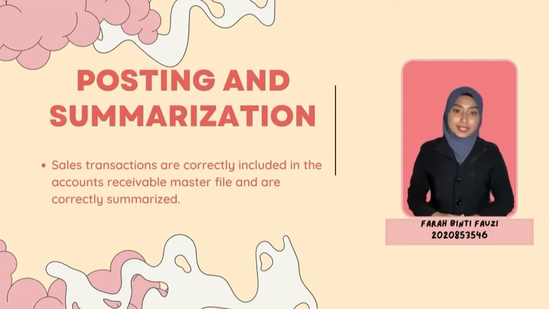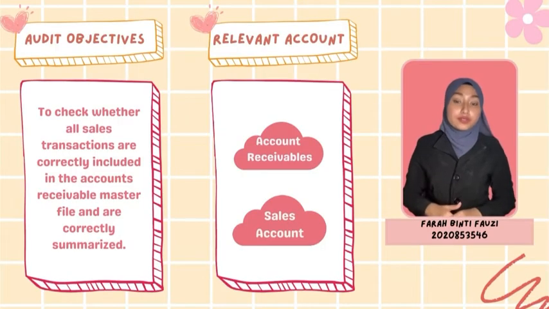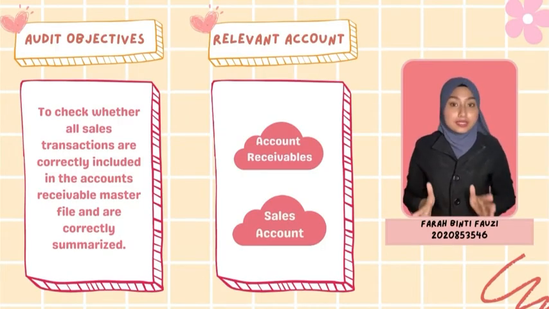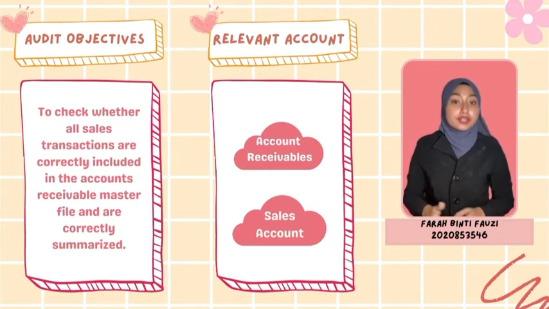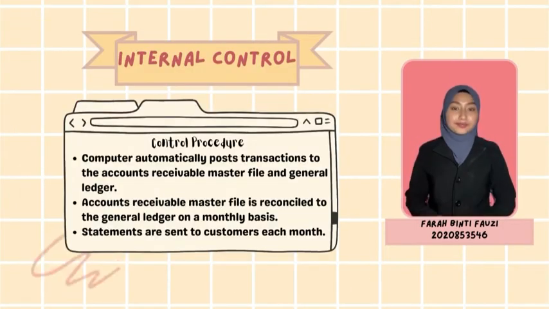Move on to the next section, posting and summarization. Posting and summarization means when sales transactions are correctly included in the accounts receivable master file and are correctly summarized. The audit objective of posting and summarization in sales transactions is to check whether all sales transactions are correctly included in the accounts receivable master file and are correctly summarized. On the other hand, there are two relevant accounts, which are account receivable and sales accounts.